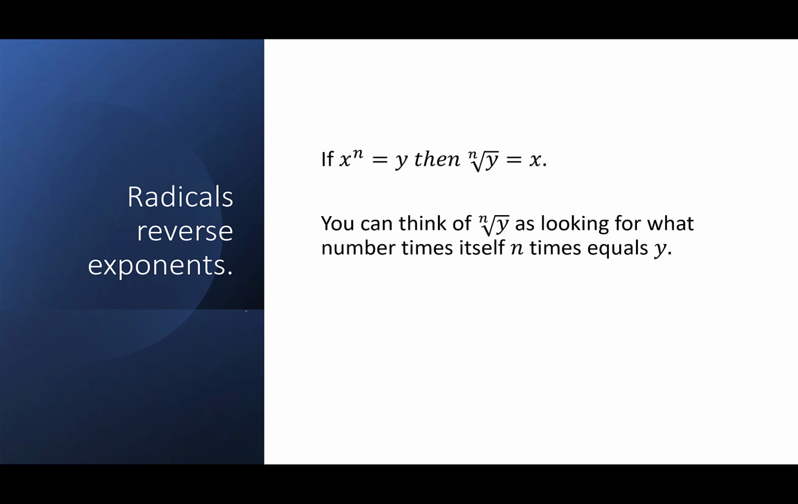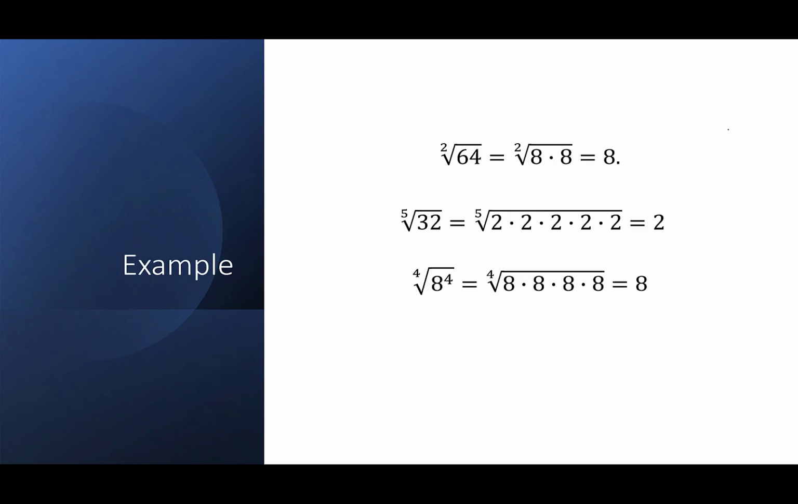If I have x to the n is y, that means the nth root of y is x. Don't let that confuse you. What that says is the nth root of y, but y was really equal to x to the n. It feels like these two cancel and I'm back to x. You can think of the nth root of y as looking for what number times itself n times is equal to y. So let me show you a few examples that'll maybe clear this up a little. If I had the square root of 64, I think 64 is 8 times 8.